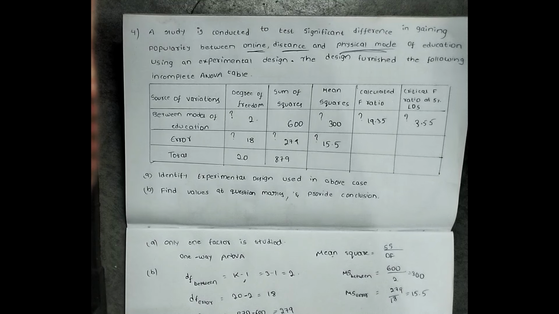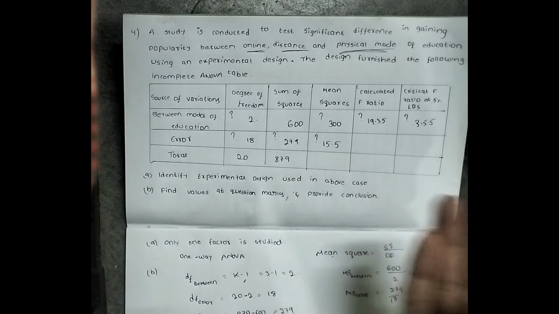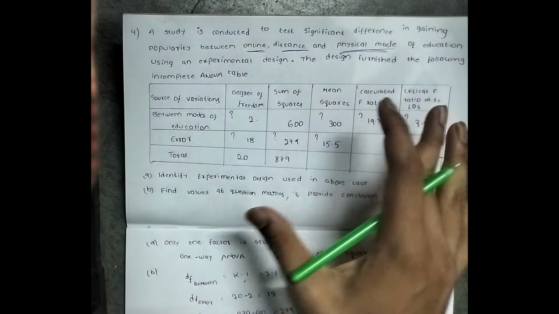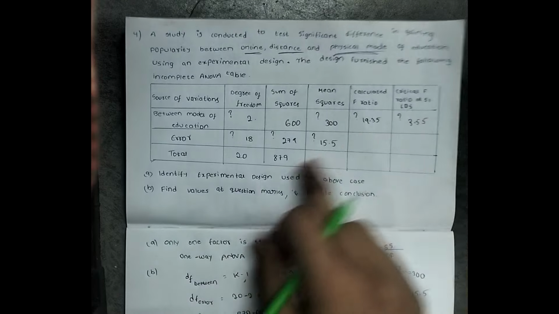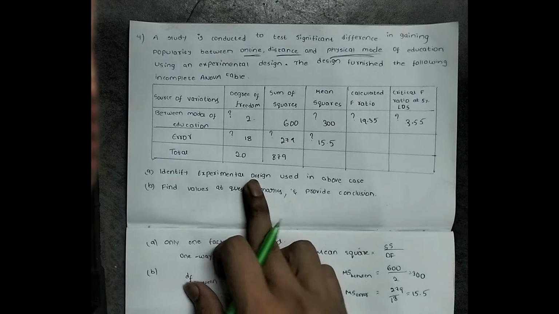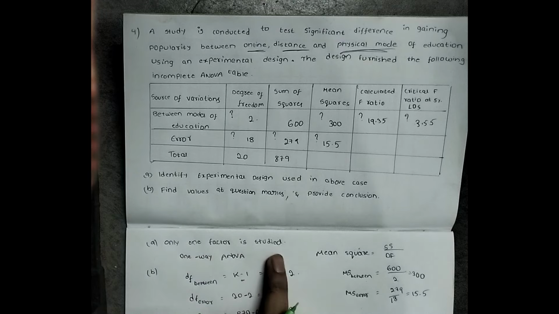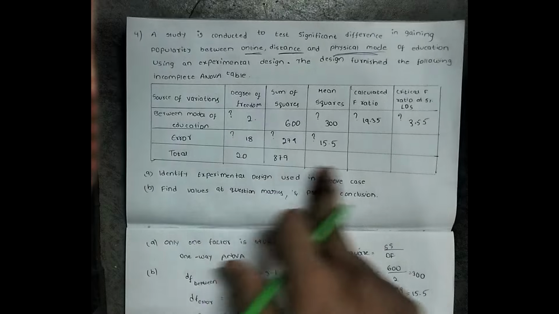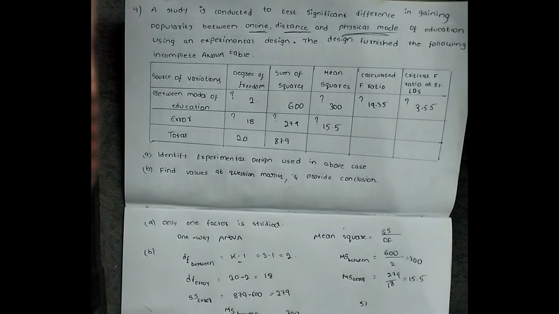Let me give a quick summary. The question is given as: a study is conducted to test significant difference in gaining popularity between online, distance and physical mode of education using an experimental design. The design furnished the following incomplete ANOVA table. We need to find the question marks and identify the experimental design. As there is only one factor studied, that is nothing but one way ANOVA. Accordingly we find the values.